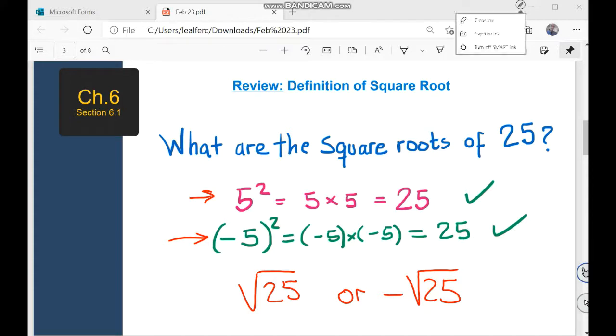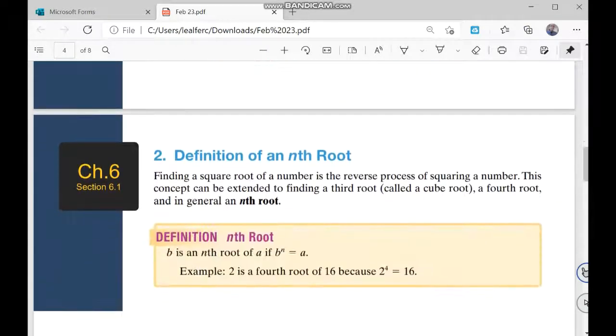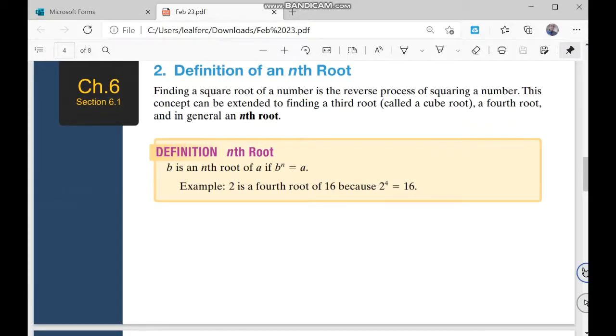And let's start a new topic. It's about the definition of an nth root. And what is this? Yesterday I was confused when I was trying to prepare the class. What is this? Nth root. N-T-H. It's like writing something like this. Okay?